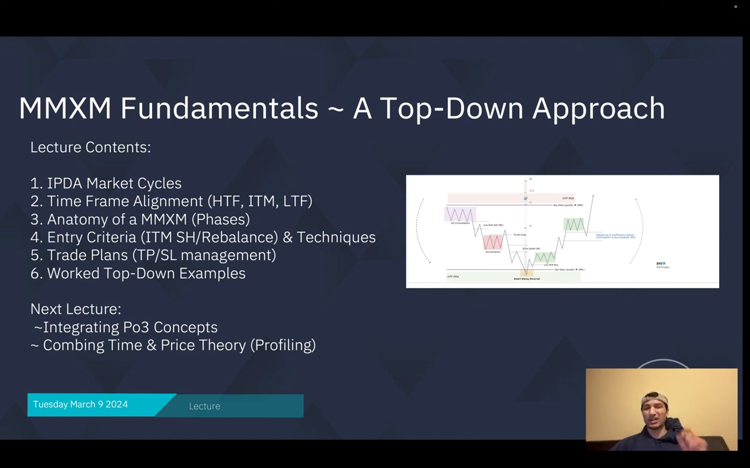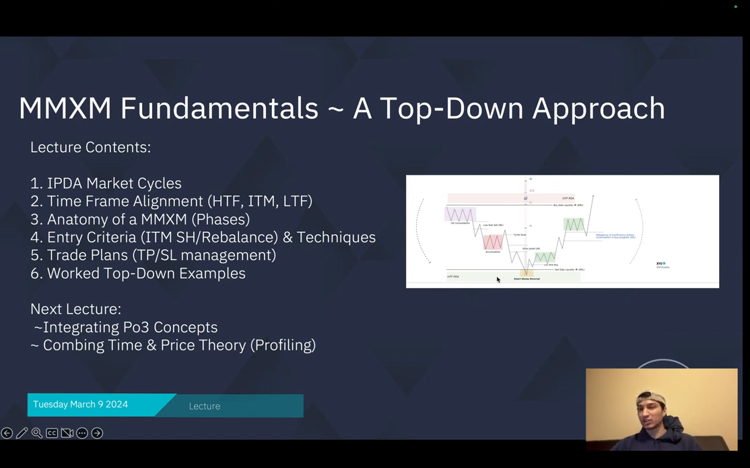Then we're going to hop shortly into the anatomy of a market maker model. Essentially, we're just going to discuss the schematic. You may have heard terms before like low risk buy, low risk sell, silver bullet, which is the second phase distribution. So we'll touch a bit on that and how the anatomy of the schematic works.